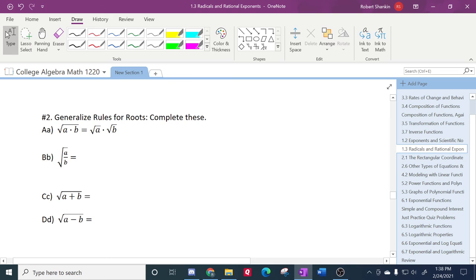Okay, group 5. What do you have for part B? Sorry, hold on. Daniel here. Okay. We put the square root of a over b equals the square root of a over the square root of b. All right. I go along with that. And what do you have for C?